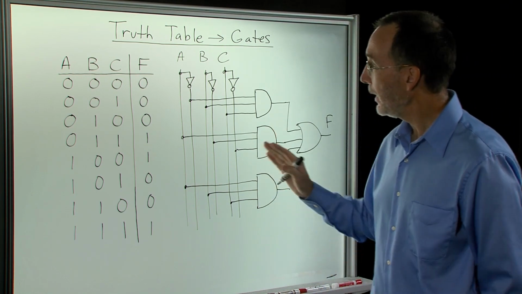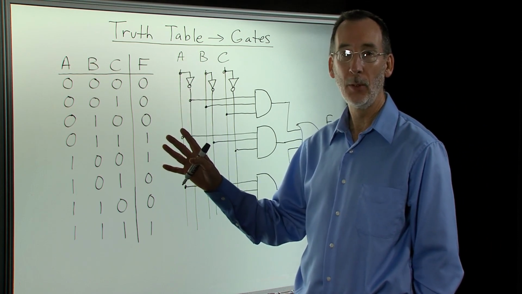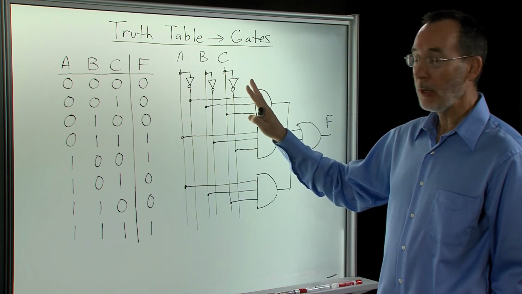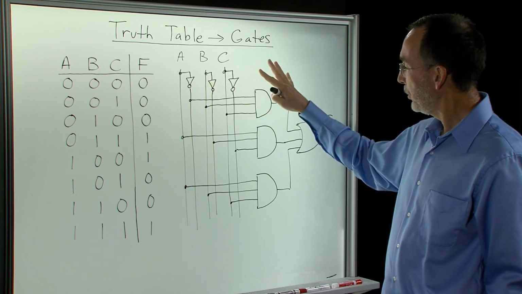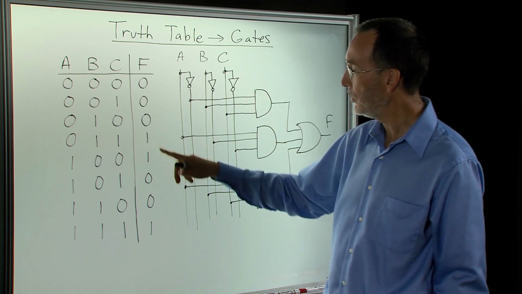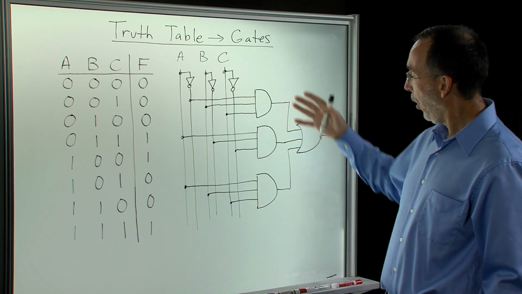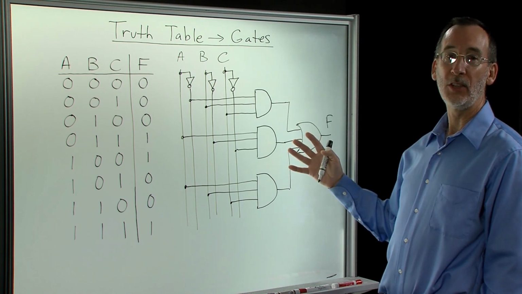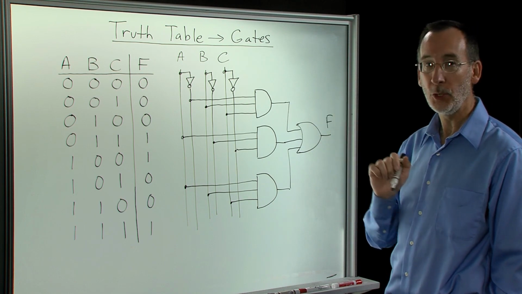So you can take any combinational logic truth table and do this procedure: take the true and complement values as appropriate, feed them to a first level set of AND gates, and you have as many AND gates as you have ones in your truth table. And then you have an OR gate that is as wide as needed to collect all of these ANDs. And that's how you implement F. And you can do this with any truth table.